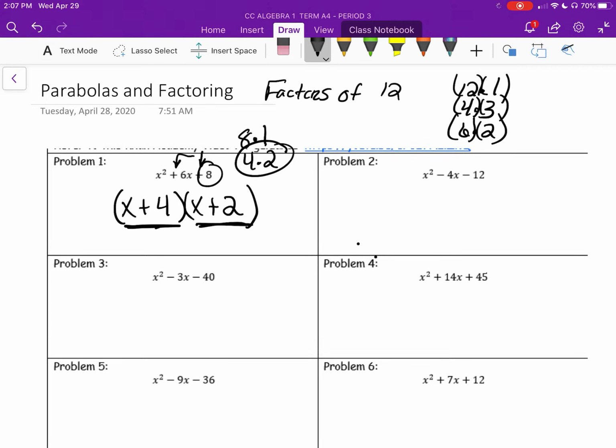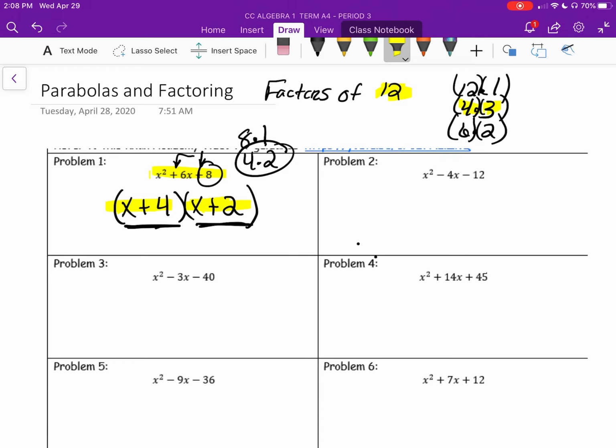Those are both independent factors, right? So this is a factor and this is a factor. Just like 4 and 3 are factors of 12, x plus 4 and x plus 2 are factors of x squared plus 6x plus 8.